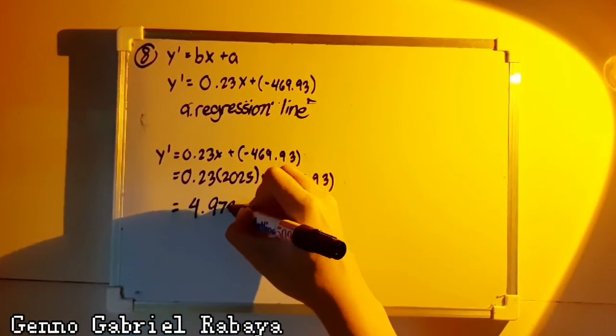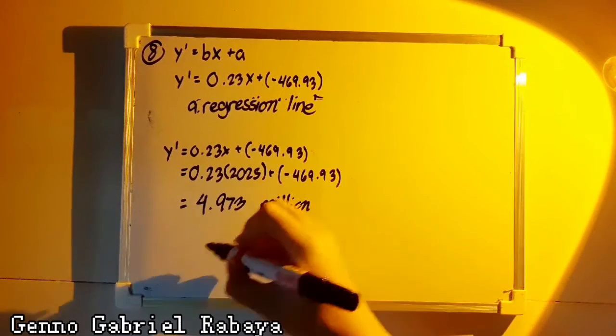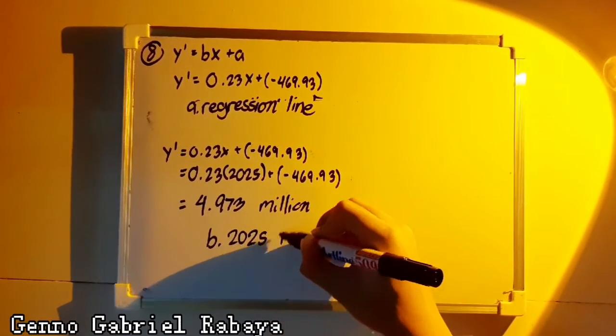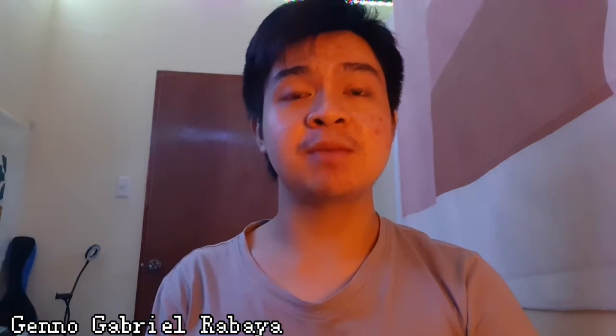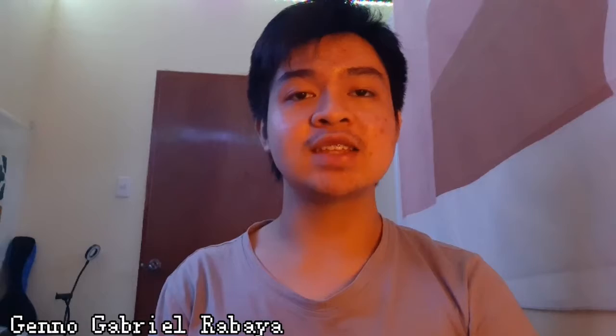Now we're going to solve for the income of the company by 2025. Using the formula, we would receive 4.973 million for the company by 2025. With this, the expected income of the company by 2025 would be 4.973 million.